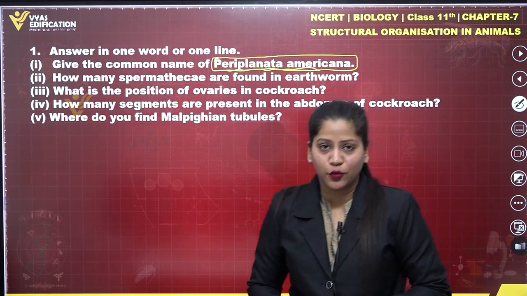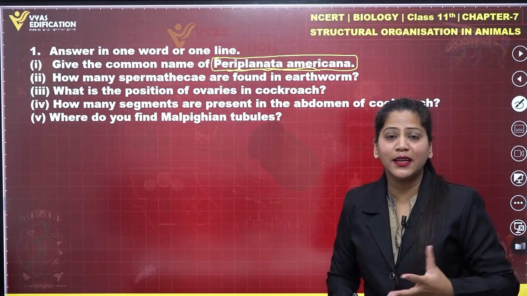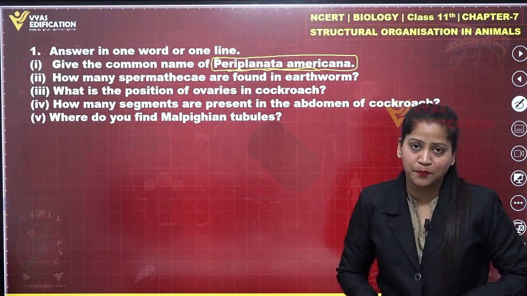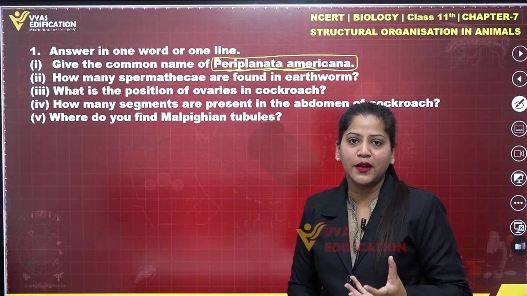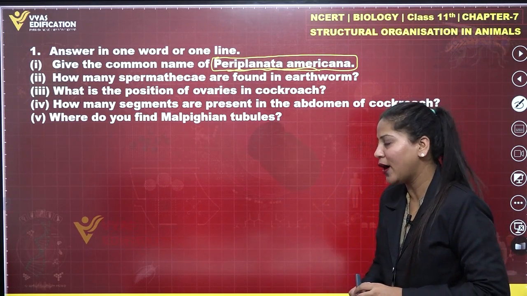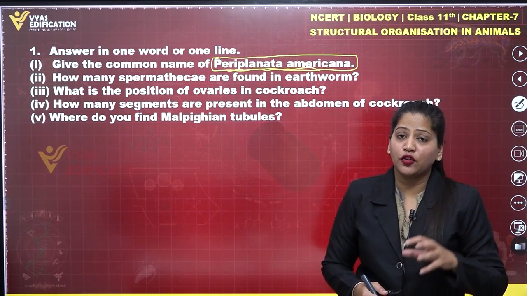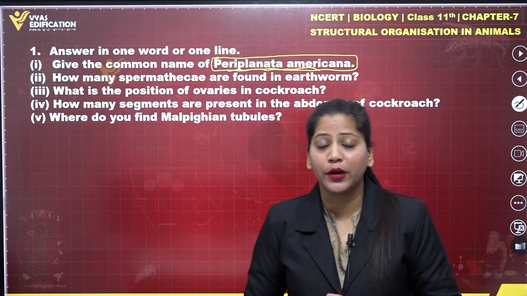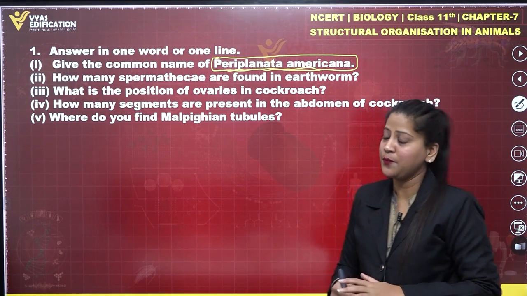Moving on to the next part of this question, how many spermathecae are found in earthworm? Basically we have 4 pairs of spermathecae present in earthworm, which are located between the 6th and 9th segments, and which receive and store spermatozoa during copulation. Moving on to the next part, what is the position of ovaries in cockroach? The ovaries are located between the 12th and 13th segments.